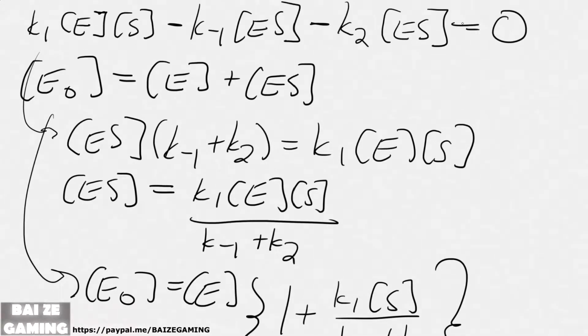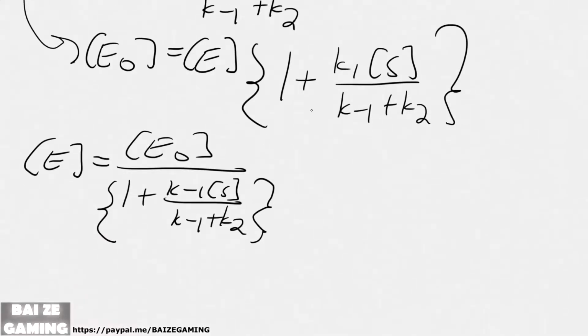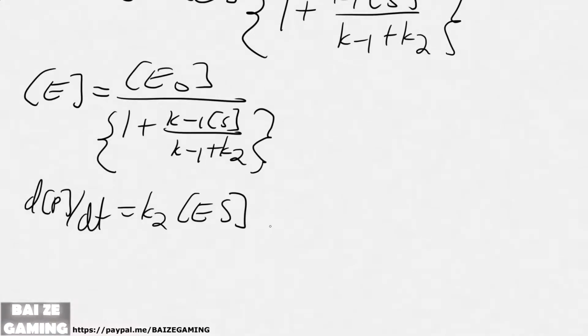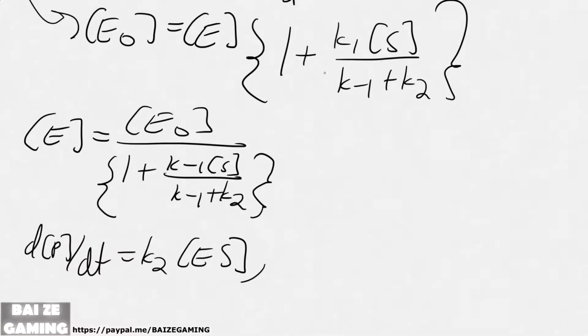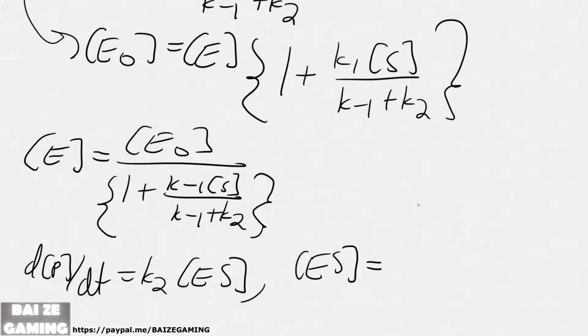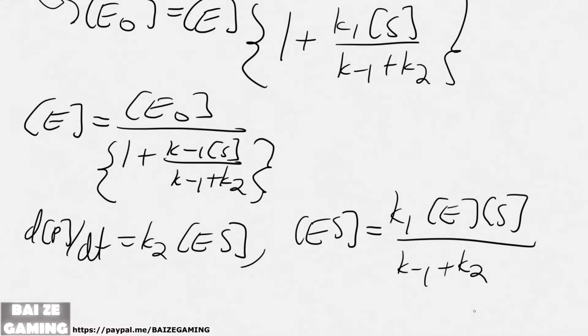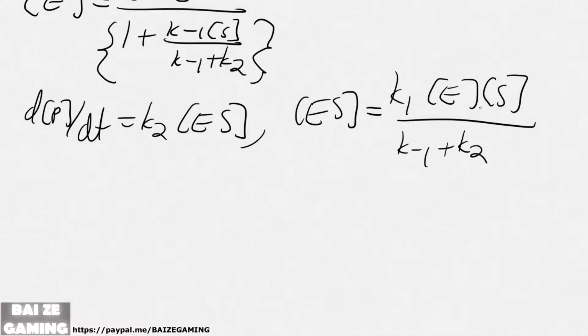Now if we go back up, what was the product formation? It's just K2 ES. Let's write that down again. And then, you remember what ES was? It's this piece. Okay, and then we substitute E into this equation, and we plug it all back in.